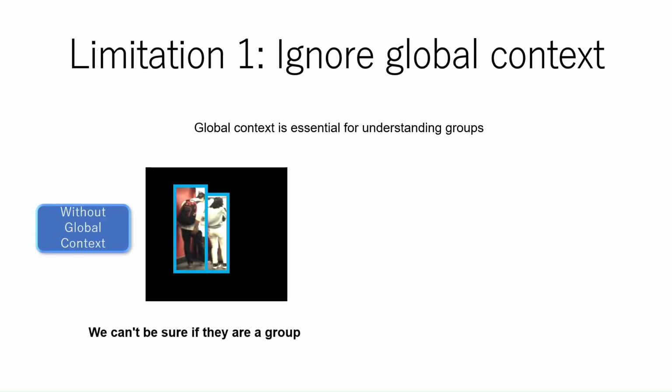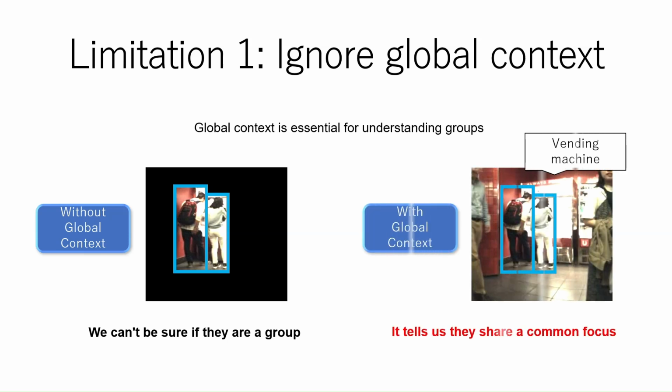For example, look at this picture. If we only look at the bounding boxes of these two men, we can't be sure if they are a group. Are they just standing near each other, or are they interacting? However, if we see the whole picture, we can see they are both looking at this vending machine. The vending machine provides the global context. It tells us they share a common focus, and therefore they are a group. This is information we would miss by only looking at the people.